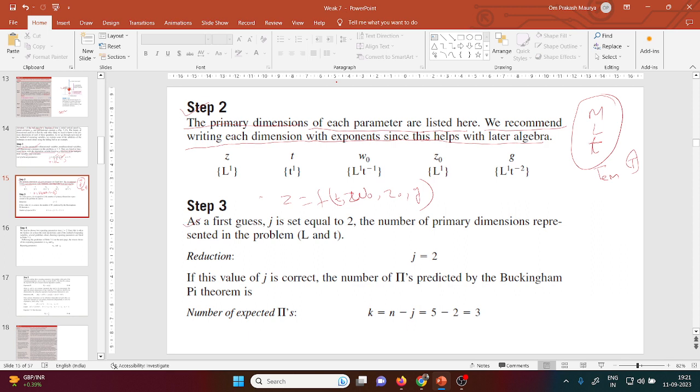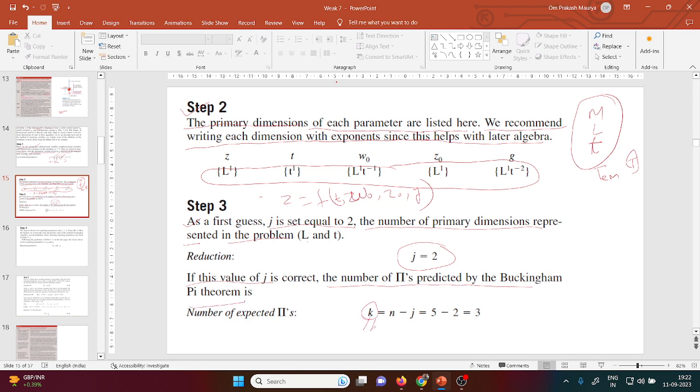Step 3 is what? As the first guess, j is set equal to 2. Why 2? Because it is the number of primary dimensions represented in the problem, L and T. How many primary dimensions are here? L and T. M is not there. So we take j equal to 2. After writing the dimensions of all the parameters, we decide the value of j, and based on that, if the j value is correct, the number of pi predicted by Buckingham pi is how much?